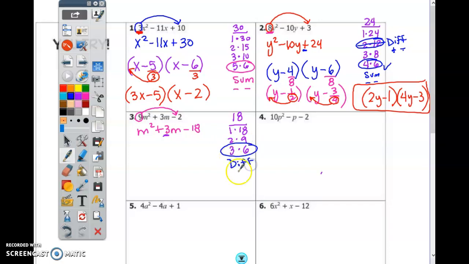That means one sign is going to be positive, the other one's going to be negative. If this one is positive, then the bigger number will take the positive. Okay? So then the other one's going to be negative. So here we go, write them down. M plus 6 and m minus 3.